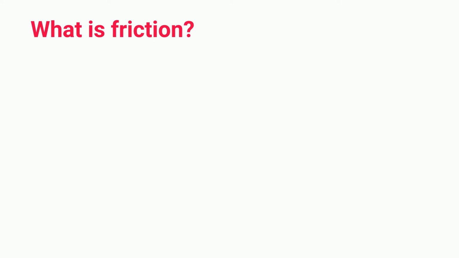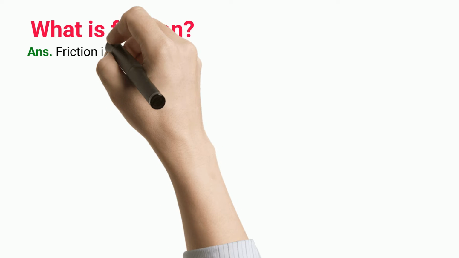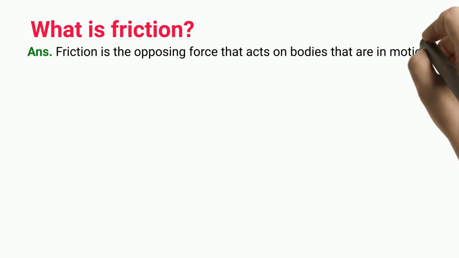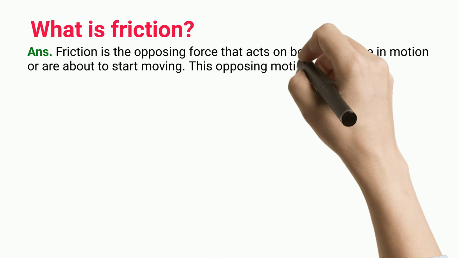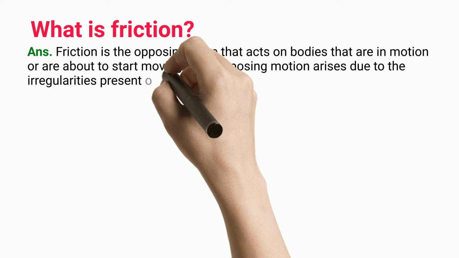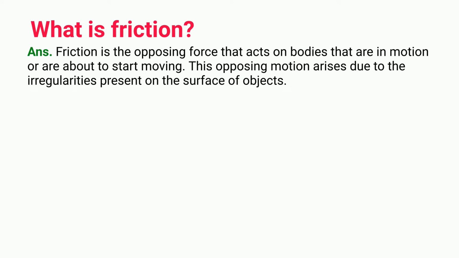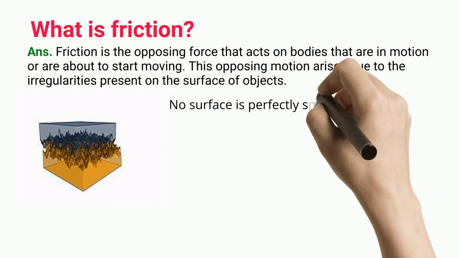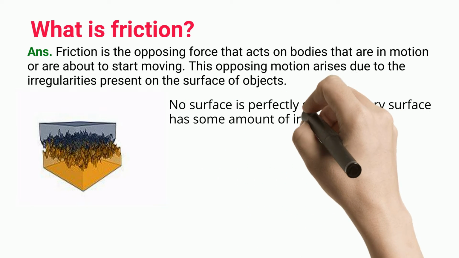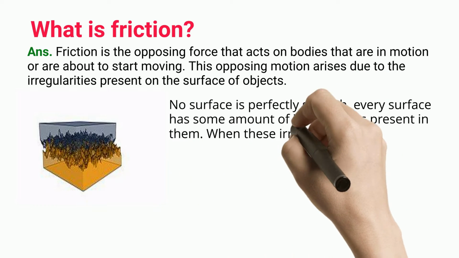What is friction? Friction is the opposing force that acts on bodies that are in motion or are about to start moving. This opposing motion arises due to the irregularities present on the surface of objects. No surface is perfectly smooth, every surface has some amount of irregularities present in them.